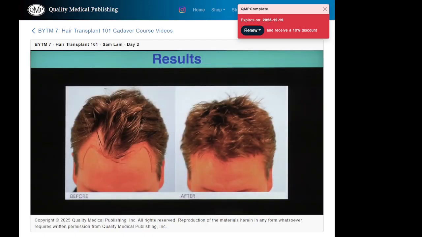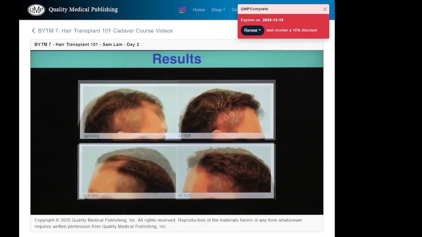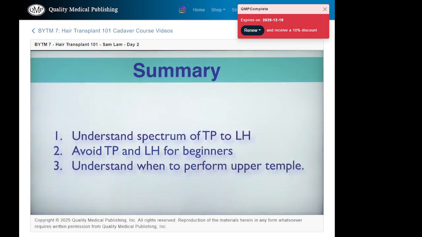And these are just some cases showing you some temporal point designs that make a person look a lot more masculine. Okay. So, summary: understand the spectrum of temporal point and lateral hump. Remember that temporal point is something to consider if I have great donor hair and an advanced surgeon and advanced team. Lateral humps are really for very advanced baldness, like 7s or 6s going to 7s that I'm trying to bring back. Avoid these like the plague when you're starting out. You need to know this, but you need to know it so that you don't do it, okay?